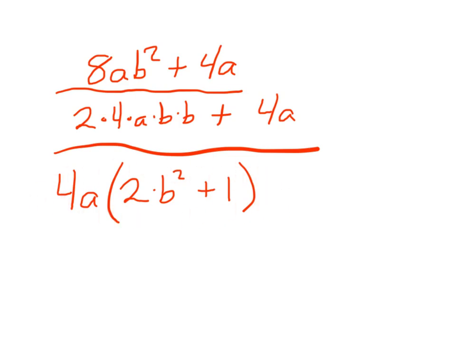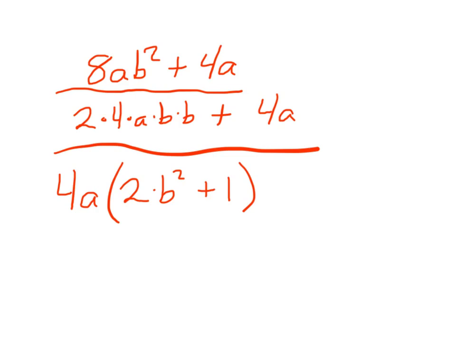Now you could use distribution and multiply it back in to check your work. Of course, 2 times 4 would give you 8, a would give you a, and b squared is still there. And 4a times 1 would give you 4a. So yes, distribution would actually put it all back in.